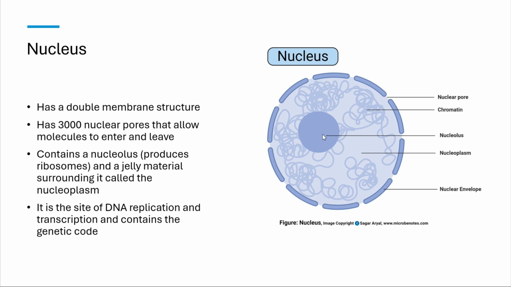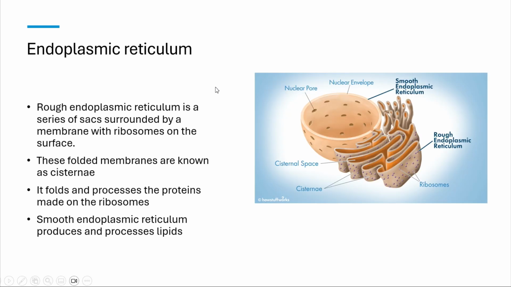That's where the genetic information is. And then the nucleoplasm surrounds that. And then the nuclear envelope is here. As you see, it's got pores around the whole thing. And then you've also got chromatin inside there, which is going to condense into chromosomes. So it contains a nucleolus which produces ribosomes and a jelly material surrounding called the nucleoplasm. And it's a site of DNA replication and transcription and contains the genetic code. Alright, that's enough said about that.